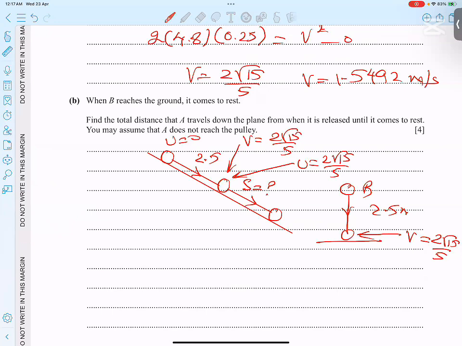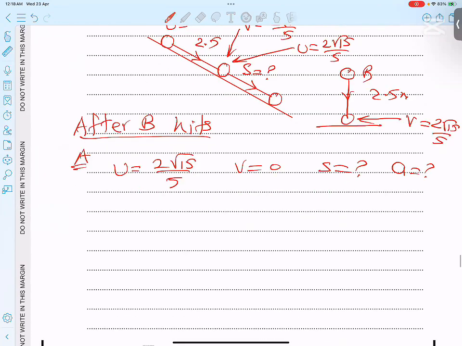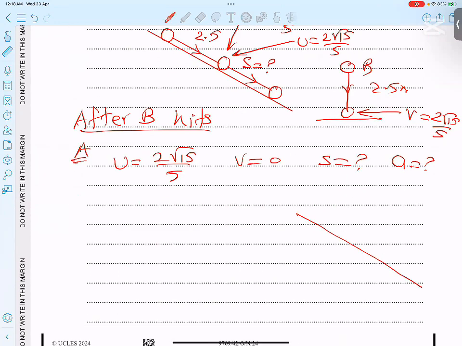So I'm repeating. After B hits, now I'm talking about the A particle. Okay. So what after it hits? So this U is 2 root 15 over 5. Ultimately, it will stop. So last velocity is 0. S is my task, but the problem is I don't have acceleration. So for acceleration, I will concentrate again.